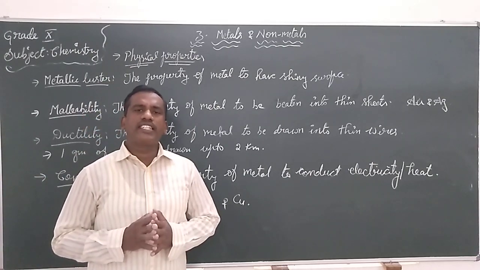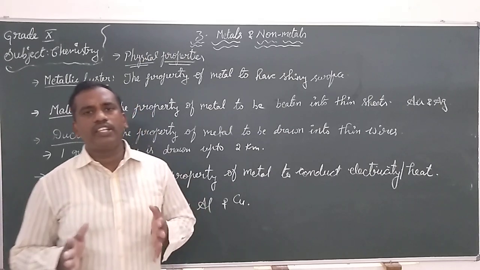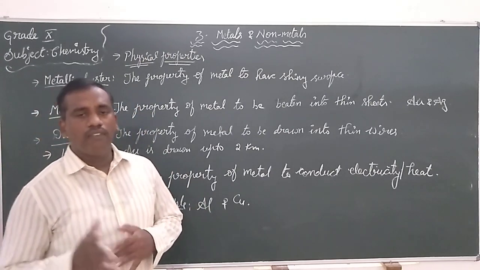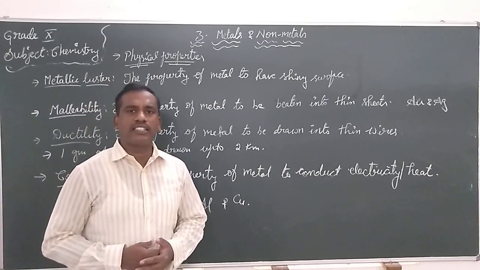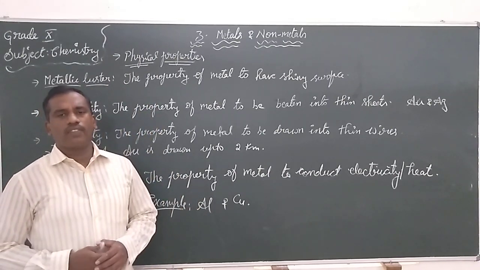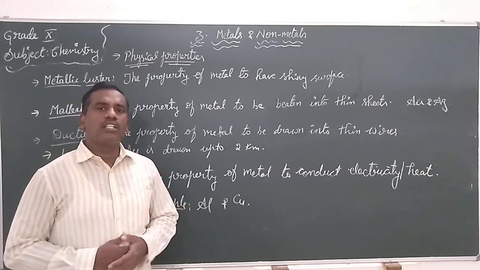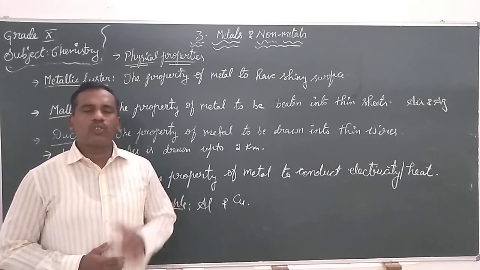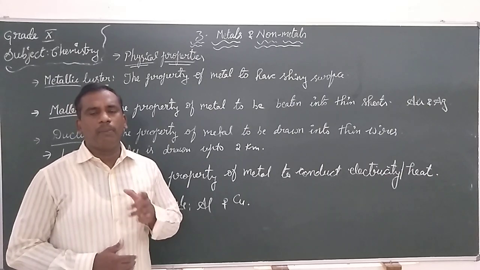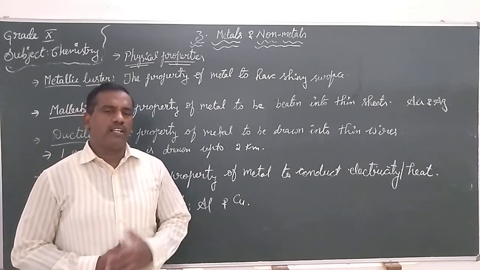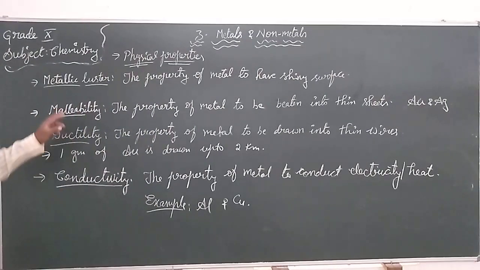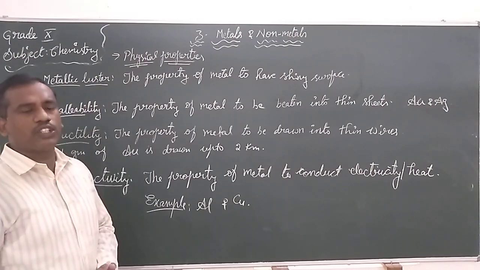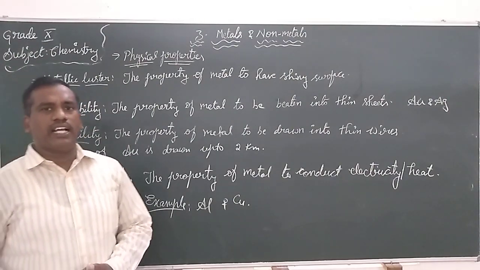So some of the physical properties, we are giving some introduction for them, which we had already learned in the previous classes, but just to recall. So let us see what are the physical properties that are going to decide whether a substance is a metal or non-metal. Let us see the first physical property, that is called metallic luster. What is this one? Metallic luster.